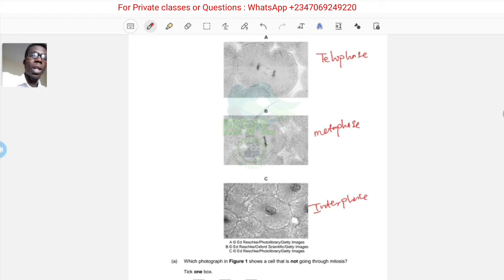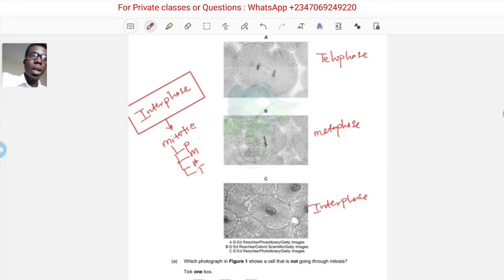All right, now let me say quickly that in the cell cycle, you have something called interphase, which is the resting phase of the cell cycle. Then after this resting phase, the next phase you have is the mitotic stage, which is divided into PMAT. The P is prophase, the M is metaphase, then the A is anaphase, then the T is telophase. Some will say telophase. Either way, that's the spelling.